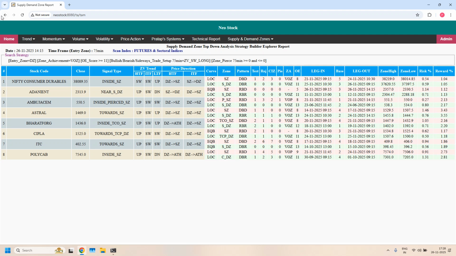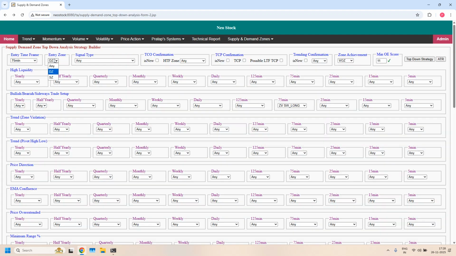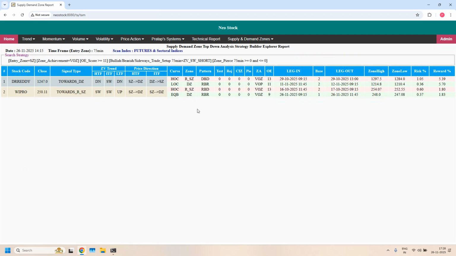Okay, next sideways short trade setup for weekly income trade. Entry time frame zone 75 minutes supply zone. Here sideways short. We got two stocks, and entry time frame zones are 75 minute supply zones. You can plan trades only if lesson 30.3 video checklist items are satisfied.